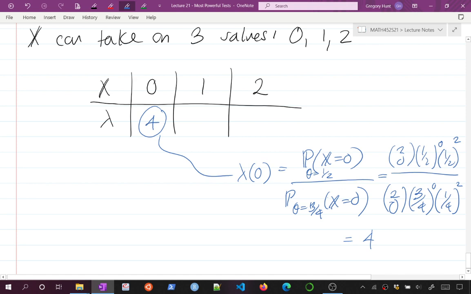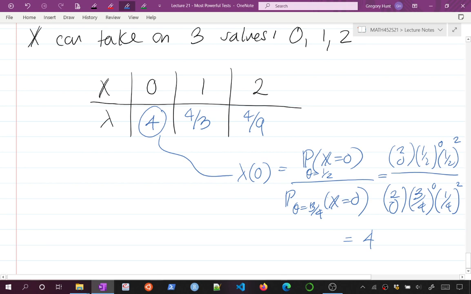And you can calculate the other values, and I'm not going to make you calculate them. So it's 4, 4/3, and 4/9. Notice these are not probabilities. Lambda is not a probability. It's a ratio of 2 probabilities, so that can take on any positive number. So it doesn't have to be between 0 and 1 or anything like that. But you can calculate those values, and that's what those values are.